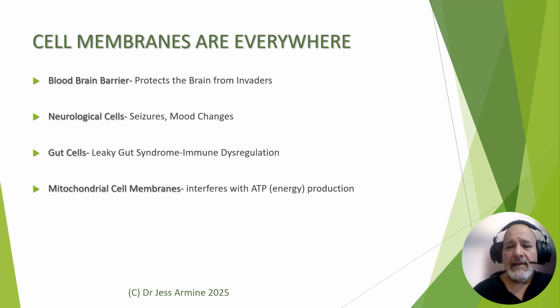So if there's leakiness in the blood-brain barrier, viruses are going to get in, bacteria are going to get in, toxins won't be able to get out, toxins may stay there, and so forth. In the neurological cells, in the neurons, you may get seizures, mood changes, all kinds of neuropsychiatric complaints. In the gut, you can get leaky gut syndrome, which leads to immune dysregulation. In the mitochondrial cell membranes, the mitochondria is the powerhouse of the cell. It's going to interfere and possibly lower the amount of energy production. So this is where fatigue comes from and the inability to heal.